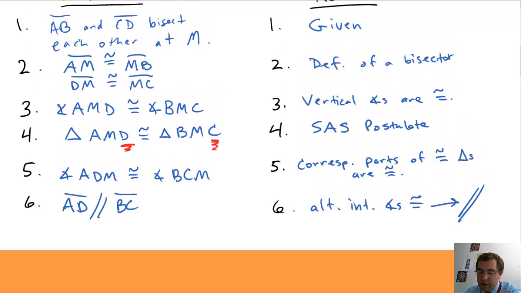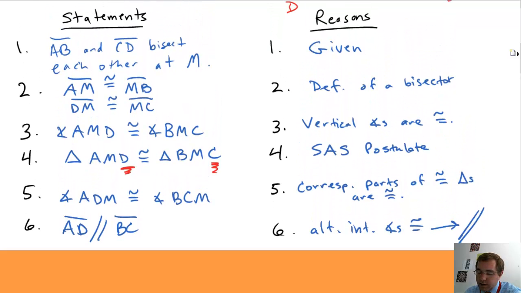So now I'm finished. I used what I started with to give me congruent triangles, which got me alternate interior angles congruent, which then got me the parallel lines that I wanted. So that's the idea of this section: using congruent triangles within proofs of other things. So we're going to do one more together.